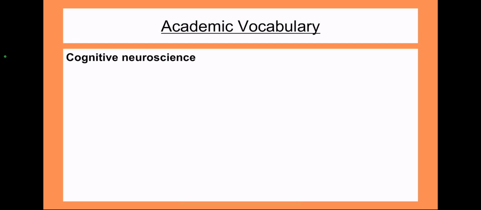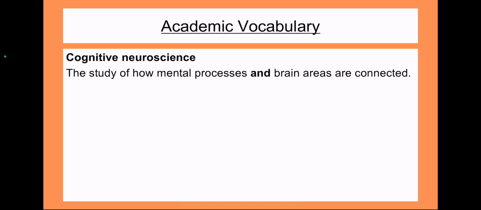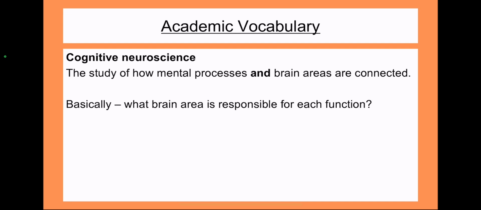In terms of defining this word, it's possible to get a short answer question on this word in the exam. I've been telling you to remember to break the word down. You have the word science, which means the study of. You have the word neuro, which means brain, and cognitive, which means mental processes. So it's basically the study of the brain and its link with cognitive mental processes, which means the study of mental processes and how brain areas are connected. The short, easy way of saying it is, what brain area is responsible for what function?